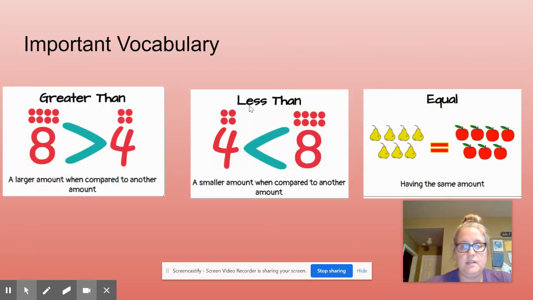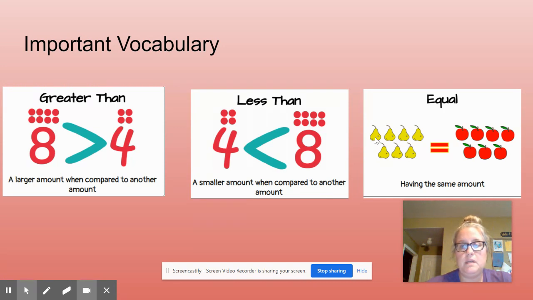All right, the next one we're going to look at is less than. We are comparing the number 4 to the number 8. And whenever you use the less than symbol, you are comparing the smaller number to another amount. So 4 is less than 8.